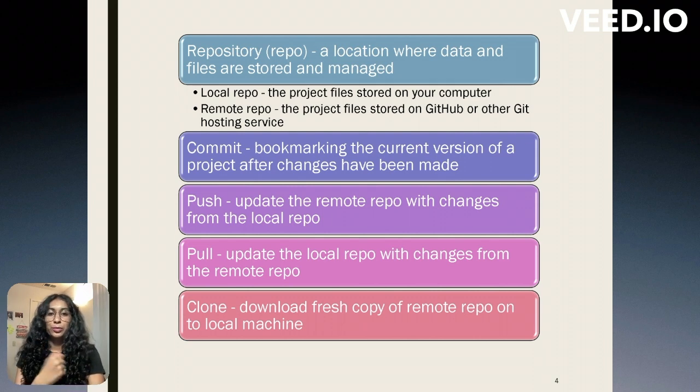Basically, there are two types of repos, right? Local repos and remote repos. A local repo is the one you pull on your machine and work on for that particular project. And the remote repo is the project files stored on GitHub or any other Git hosting service, in the current version of a project after changes have been made. Then comes the push command that we use to update the remote repo with changes from the local repo. The pull command updates the local repo with changes from the remote repo. Cloning is downloading a fresh copy of the remote repo onto a local machine.